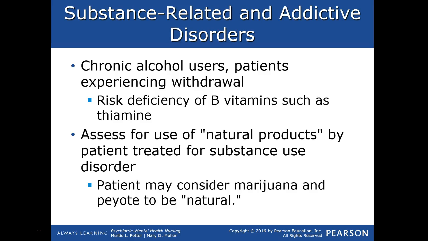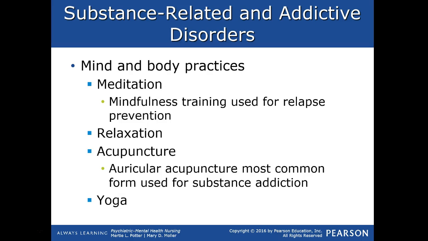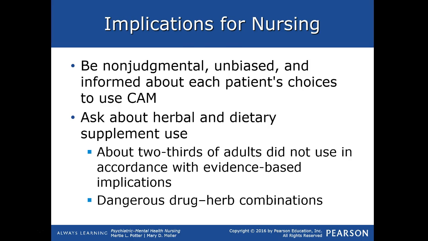The big thing here, since there's not a whole lot of medications to help treat, is that we need to ask what you take that's natural. A lot of patients think natural products such as marijuana or peyote are natural, so they don't need to report them, but we need to ask about those. Some things that work for substance related addictive disorders are mind body practices, meditation, and relaxation. There's a lot of research out there that says acupuncture actually helps with the cravings associated with the addictive behaviors.